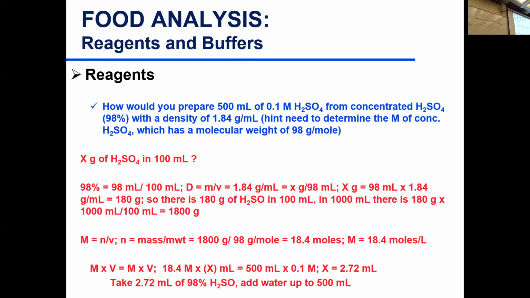In this case, you put 500 ml, because the question is asking for 500 ml. You want to prepare 500 ml of 0.1 molar, so it's not a liter. Look at what the question is asking. Solve for X, 2.72. In this case, you want the 500 milliliter volumetric flask. You would put a little bit of water, add this 2.72, and make up the volume that way.